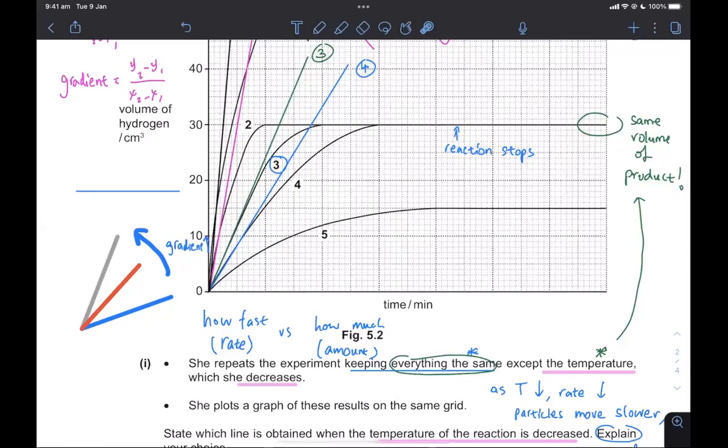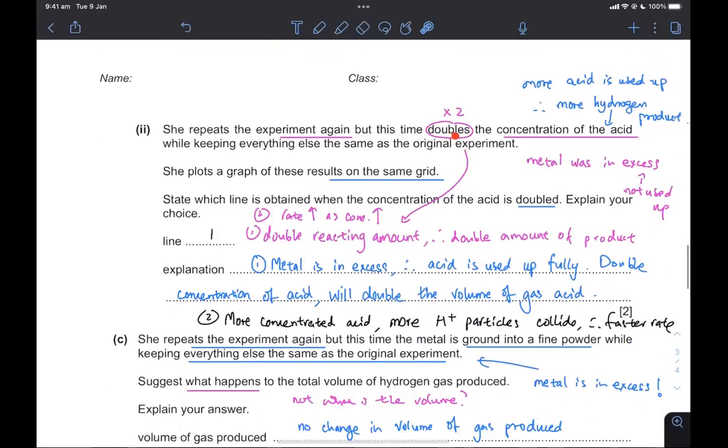It's getting slower. The next thing is double concentration. You double the amount, meaning times 2. You double the amount that you put in. Therefore, you get double the amount of product. But the concentration of solution also increases. Rate also increases.